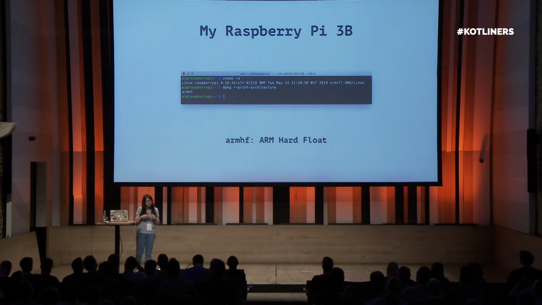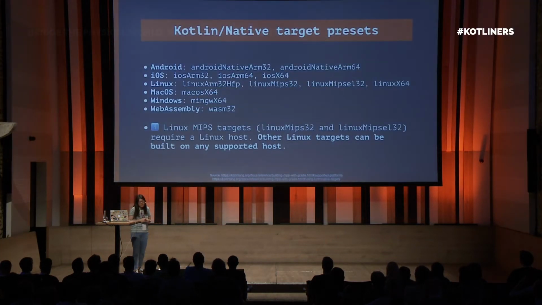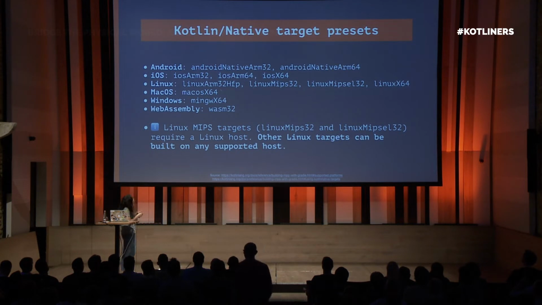So I did a quick check with my Raspberry Pi, and I have the following information. ARMHF means ARM hard float. That's just something you have to remember, because we're going to see that in the Kotlin Native documentation. Kotlin Native currently supports different target presets. Now you can see why I mentioned the HF in the previous slide.